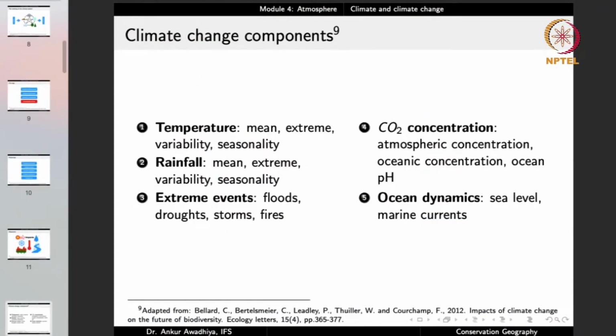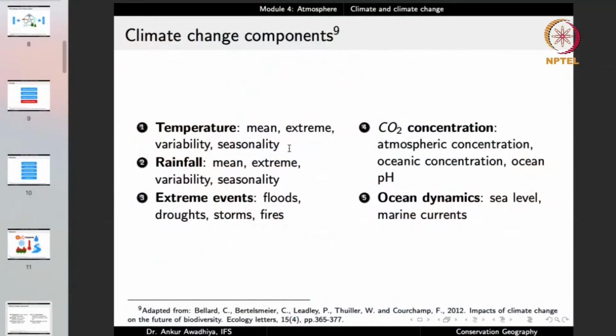Now, in this context, we can talk about the climate change components. When we talk about changes in temperature, we can have changes in the mean temperature, we can have changes in the extreme temperature. That is the maximum or minimum temperature that exists in an area. It can become hotter or it can become colder, not just in the average sense, but also in terms of the extremes. So when we talk about the maximum temperature on Earth that was recorded, this is what we are talking about. Or changes in the variability and seasonality of the temperature.